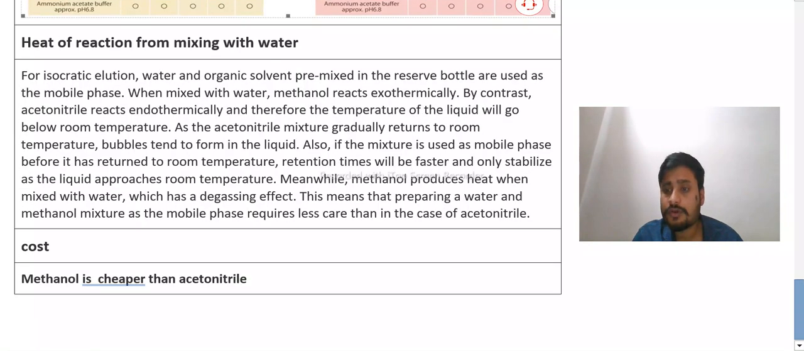If we talk about the cost, methanol is cheaper than acetonitrile. So this is the whole video, where we compared acetonitrile and methanol with proper differentiation based on a few points.